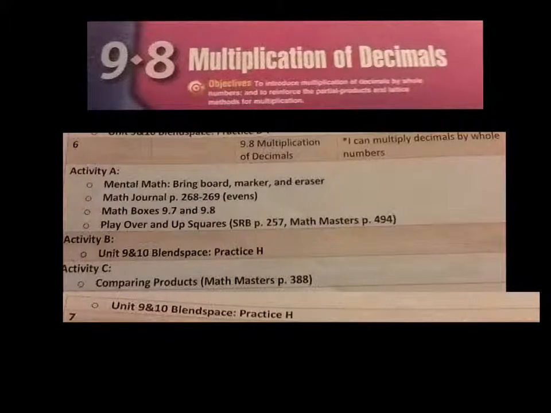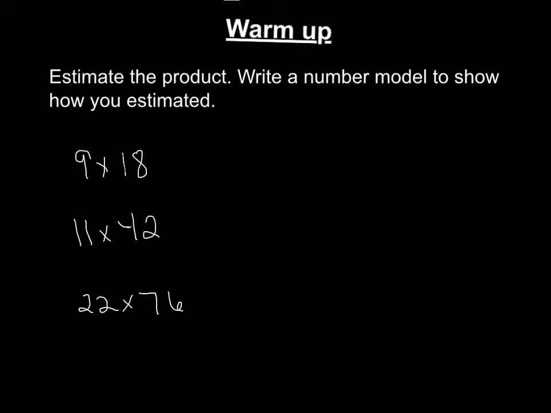Good morning, mathematicians. Today we'll be doing lesson 9.8, multiplication of decimals. The objective for today's lesson is to introduce multiplication of decimals by whole numbers and to reinforce the partial products method for multiplication. Let's get started with our warm-up.